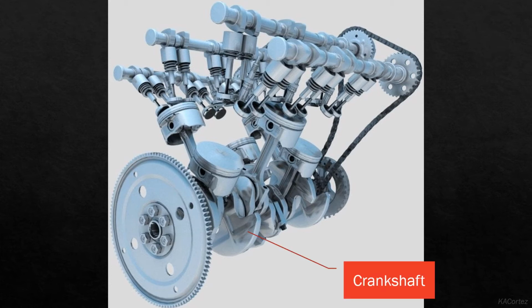Next is the crankshaft. This is a rotating shaft. It converts the reciprocating motion of the pistons to rotational motion. It is commonly used in ICEs and consists of a series of cranks and crank pins to which the connecting rods are attached.